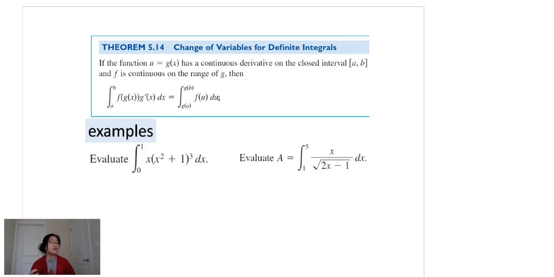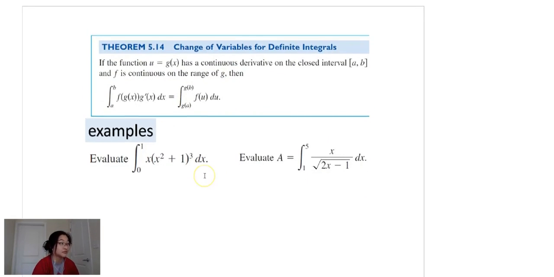So, here we have a theorem. If the function u equals g of x, so that's the peanut, has a continuous derivative on the closed interval from a to b, and f is continuous on the range of g, so f is continuous on where it's being evaluated, which is the outputs of this continuous derivative g of x function. Then our definite integral from a to b of f of g of x times g prime of x dx equals the definite integral from g evaluated at a to g evaluated at b of f of u du.